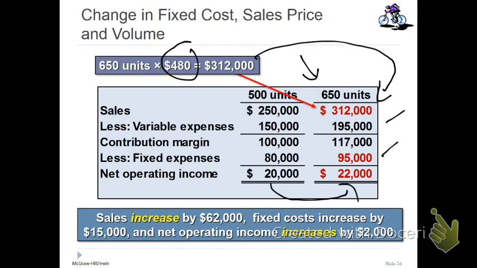The question is, is this a worthwhile decision? At this point, it kind of depends on how you view that. Does it increase your profit? Yes. Does it increase it very much? In my opinion, the answer is no. But that would be a decision for those managers to make.